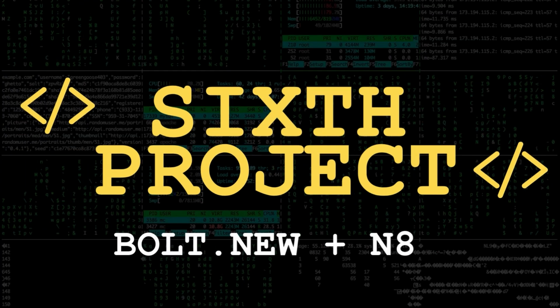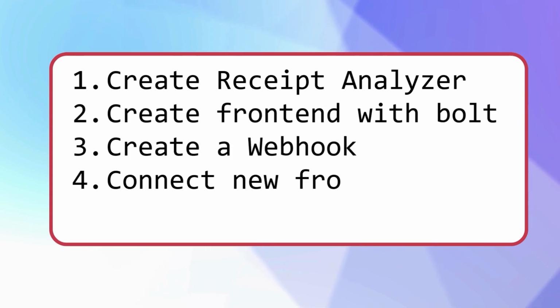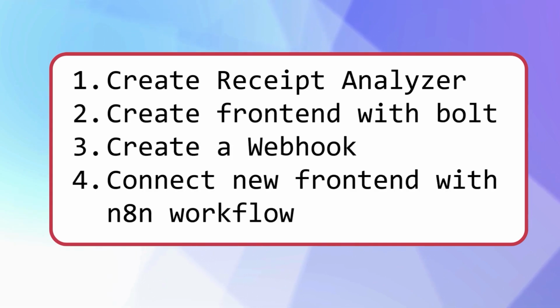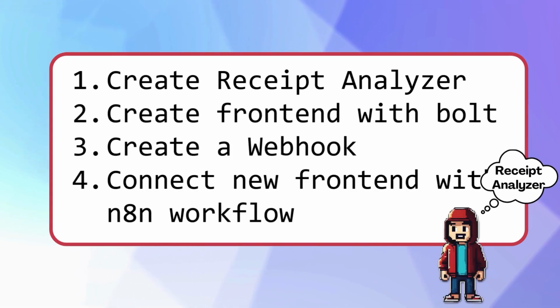Okay, so I know that was a little bit of information to understand and get through with that n8n workflow, but you did it. I'm proud of you. Now let's move on to the next thing, and we're going to do something maybe a little bit more fun this time. We're going to connect a front end to an n8n workflow. We're going to create something called a receipt analyzer, which means we need to create a front end with bolt.new. You're going to learn about a webhook, and then we're going to connect this front end with that n8n workflow. I think this is a lot of fun. And for some of you, you really want to understand how you can connect a UI to your n8n workflow, and you will learn that right now.